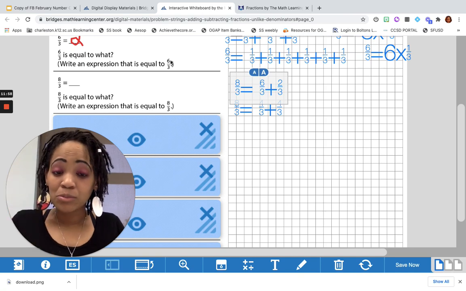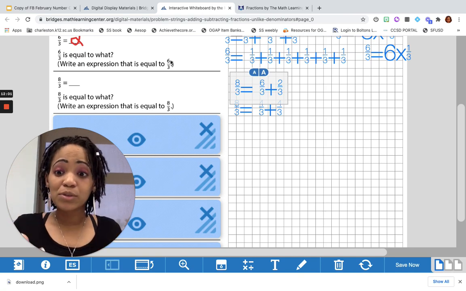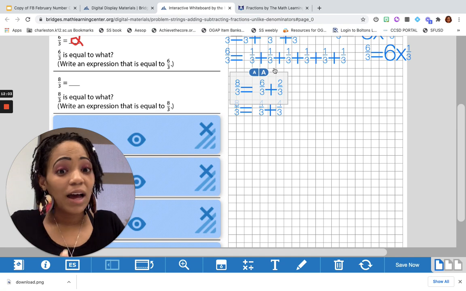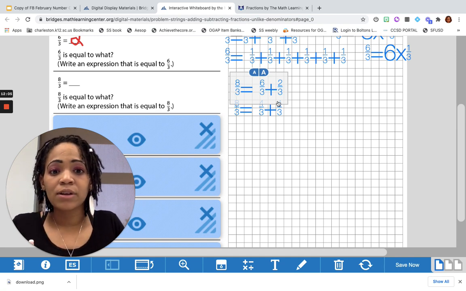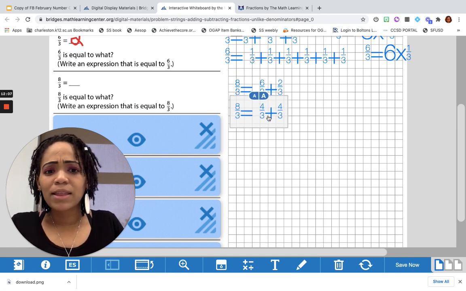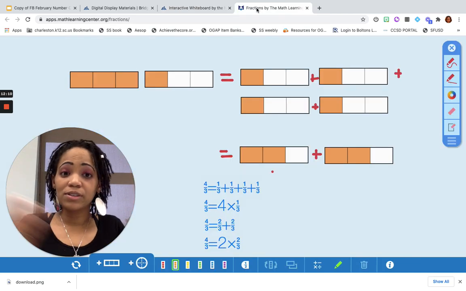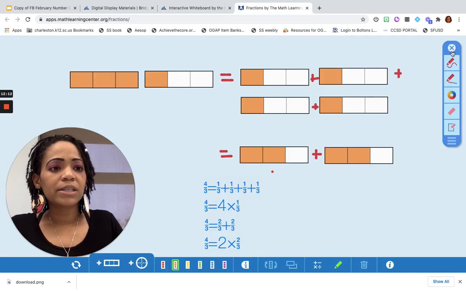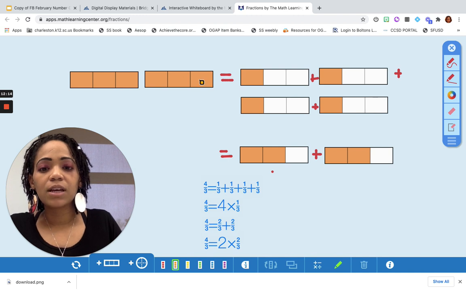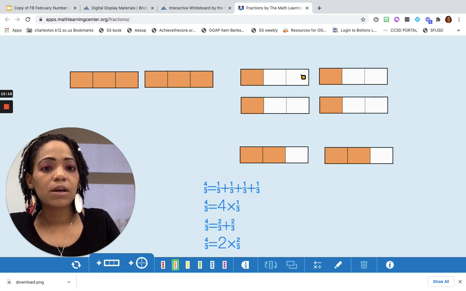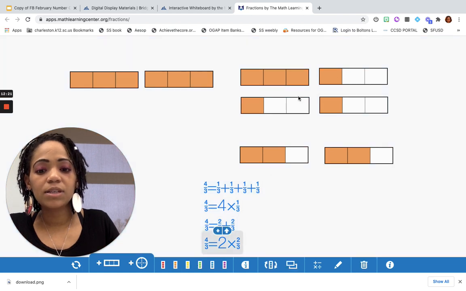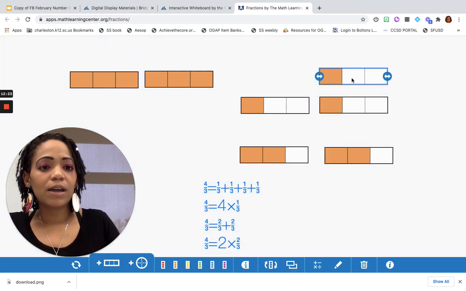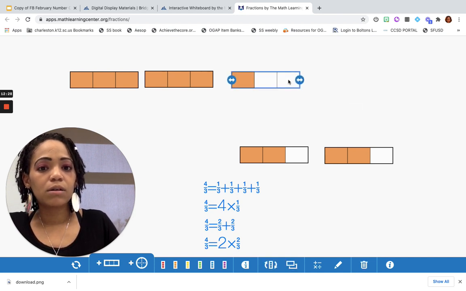Remember when we do problem strings, somehow the numbers or the problems are all related? So I just took 6/3 and I added another 2/3. Or I could think about 8/3 as 4/3 and 4/3. So imagine, here was my 6/3, and what I'm probably going to have to do here is delete some of these so that we know we're only talking about 8/3 right now.